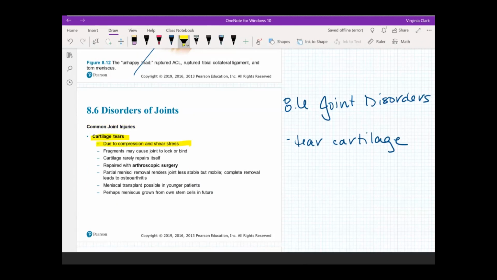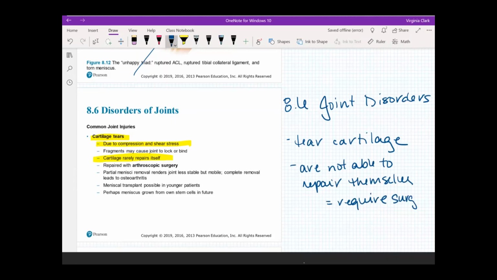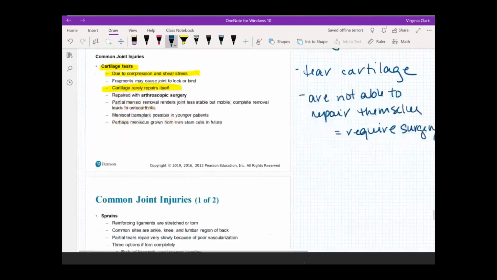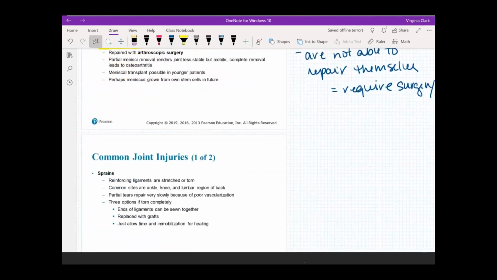Essentially what happens is these breaks in cartilage do not repair themselves. So cartilage tears are not able to repair themselves. They do require surgery in order to fix and reconnect the two ends of the broken cartilage. Whenever you see someone with a ligament or a tendon tear, it will require surgery to fix.